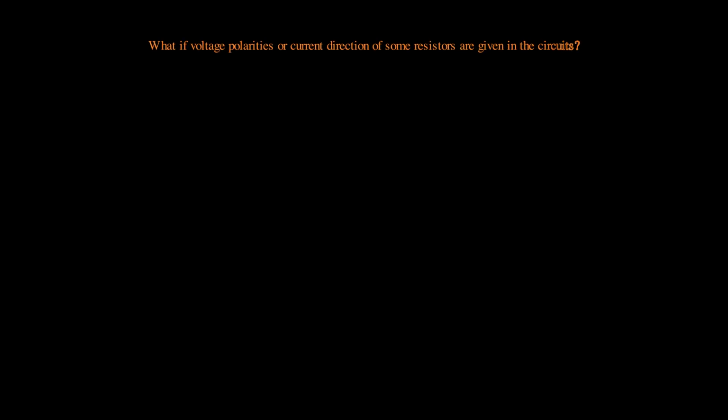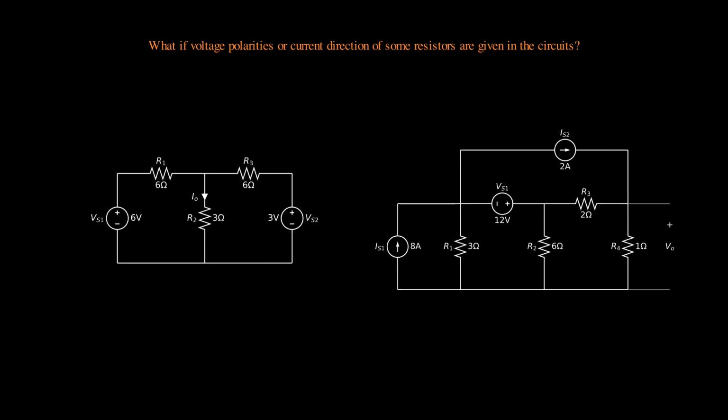What if voltage polarities or current direction of some resistors are given in the circuits? For example, for the left circuit, we need to determine the current IO. Its current direction is labeled in the circuit. For the right circuit, we need to determine the voltage VO. Its voltage polarity is labeled in the circuit.